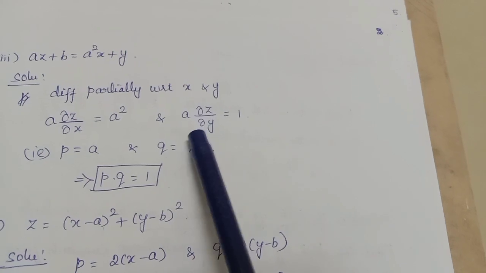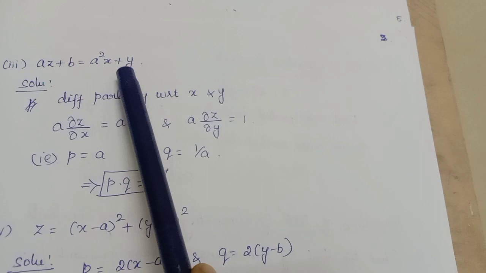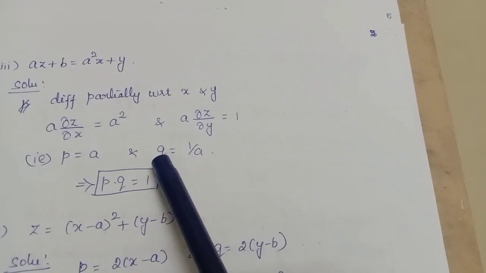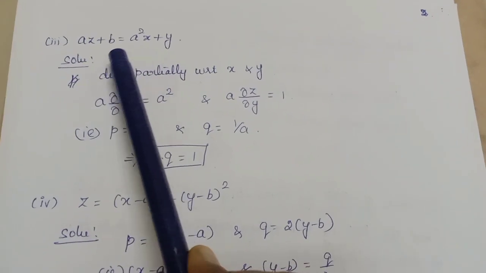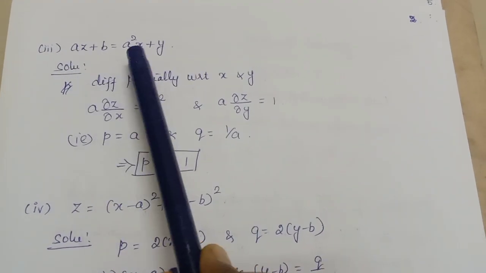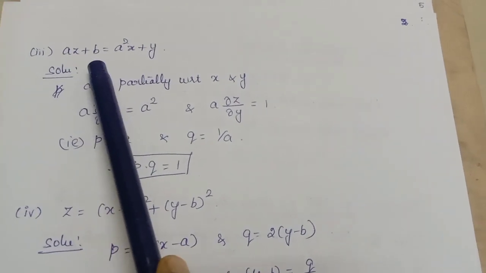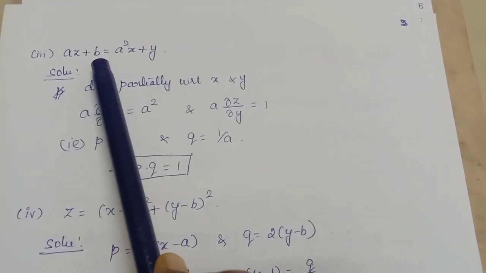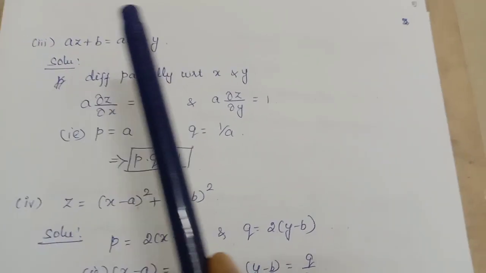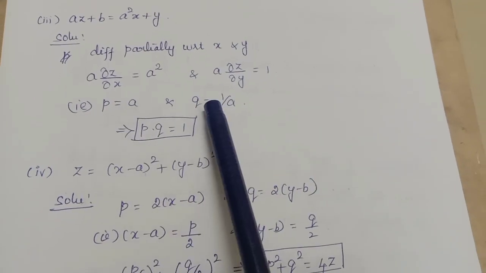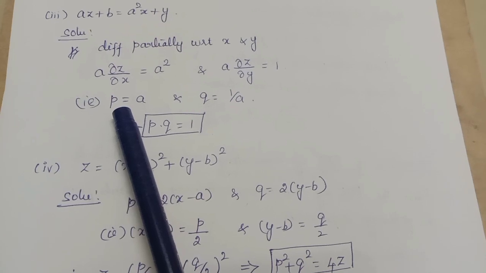Next, differentiate with respect to y. So a into dou z by dou y equal to, this term will become 0, this will become 1. So q equal to 1 by a. Okay, again this is also like the second problem. You see I am having two arbitrary constants a and b. a is associated with x and z, but b is not associated with any of the variables. So you cannot find the value of b by differentiation. Okay, so with the derivatives that we have found here, with these two we have to write an equation by eliminating the constants.